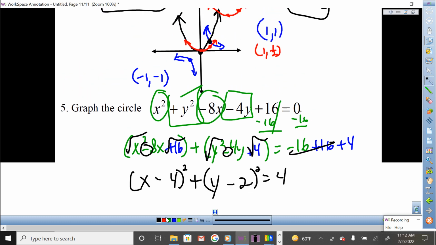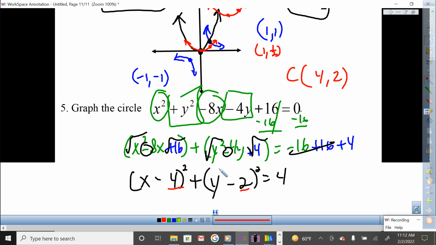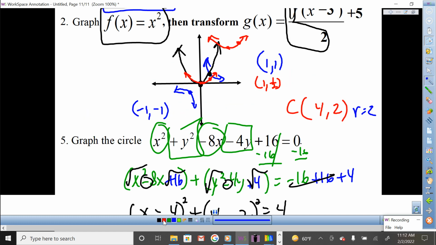So, our center of this circle, the center is h and k, so the center is at 4, 2, from there. And the radius, we get it from taking the square root of 4, radius is 2. So if we plot our center at 4, 2, and radius 2 steps in all directions, here, here, here, and here, and there you go. Pretty good, yeah? Yes, Mr. Q. All right, good. All right, set that aside.